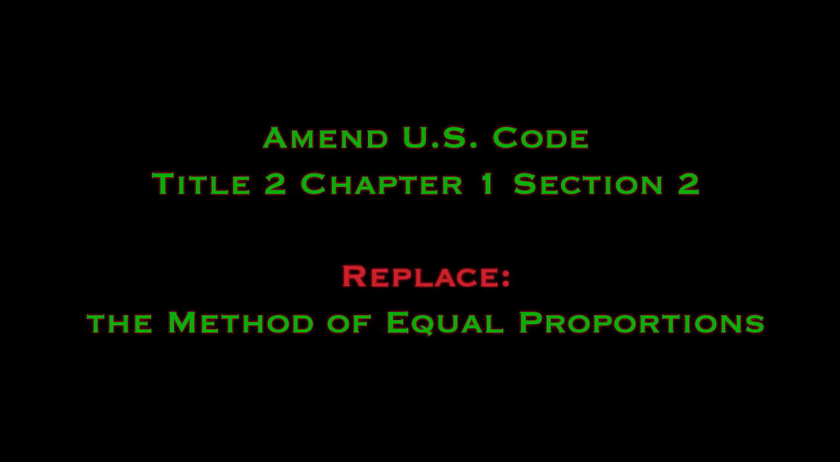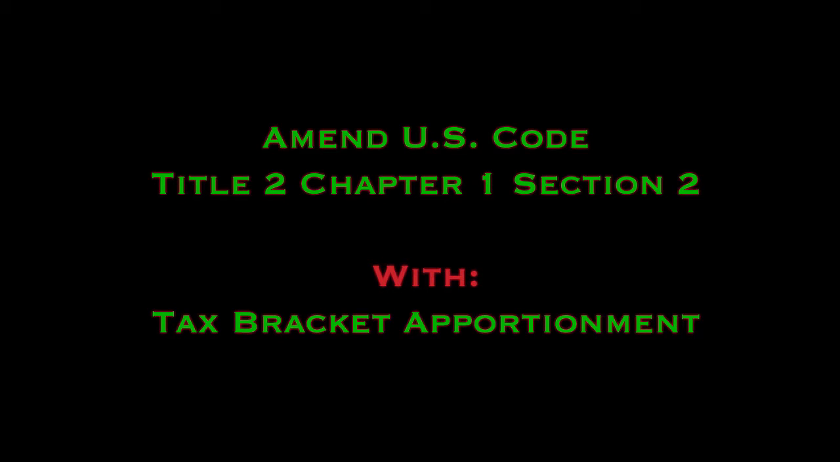How is this possible? With a few simple revisions to existing law. Amend U.S. Code Title II, Chapter 1, Section 2. Replace the language, "the method of equal proportions," with "tax bracket apportionment."